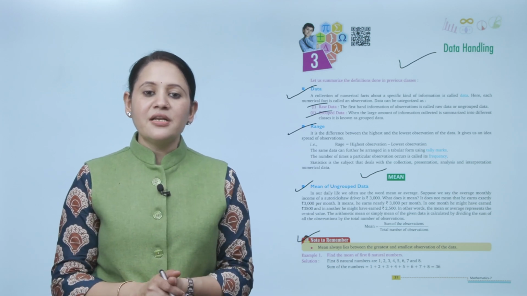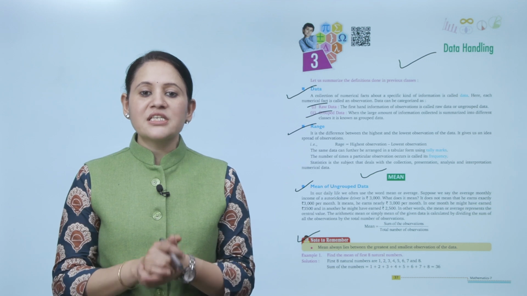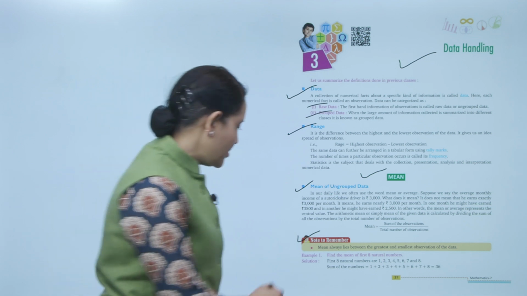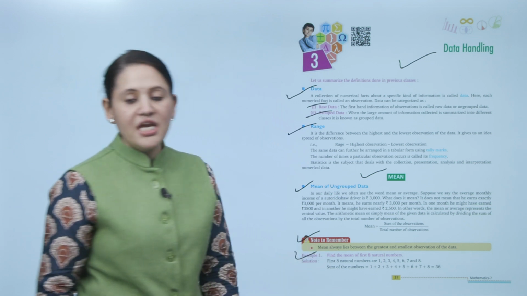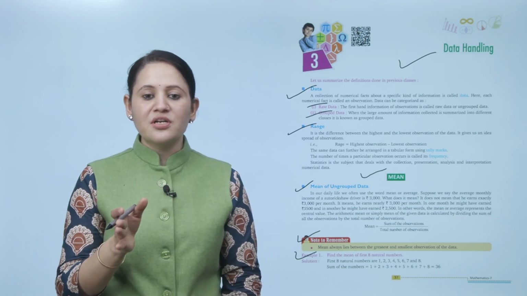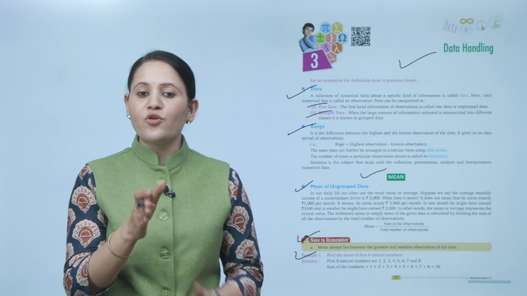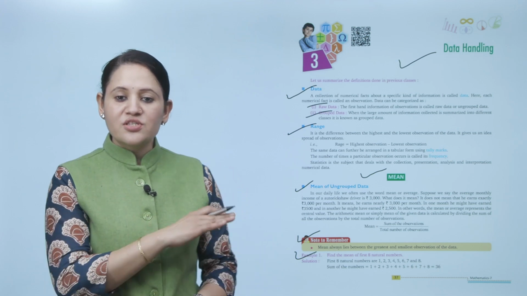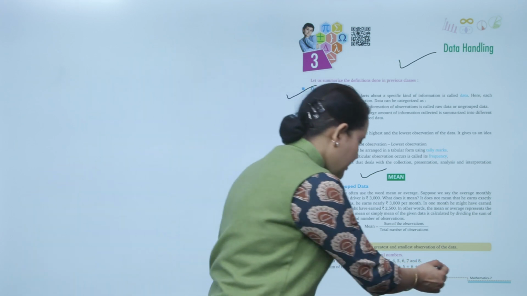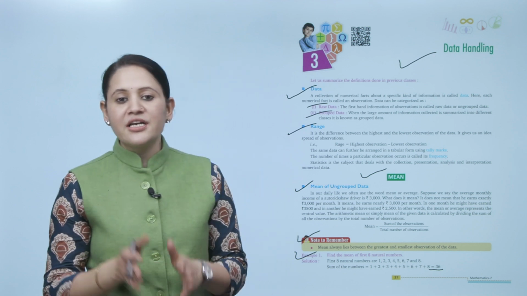Now we'll take an example. Find the mean of the first 8 natural numbers. So we have to find the mean of the first 8 natural numbers. What are the first 8 natural numbers? That is 1, 2, 3, 4, 5, 6, 7 and 8. So the sum of these numbers is 36. So now we will find out the mean.